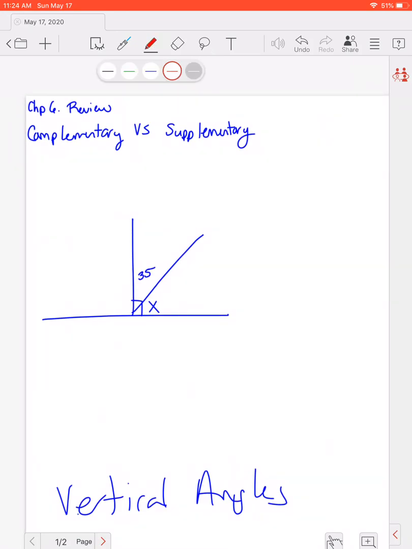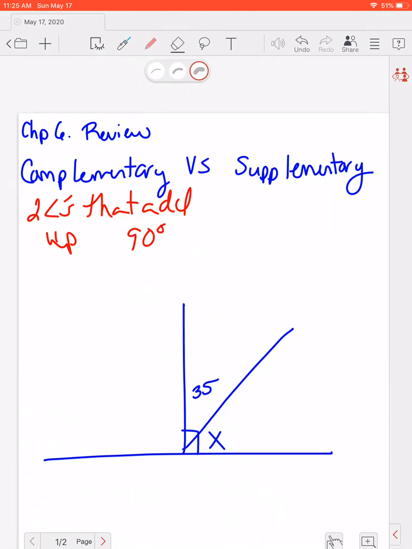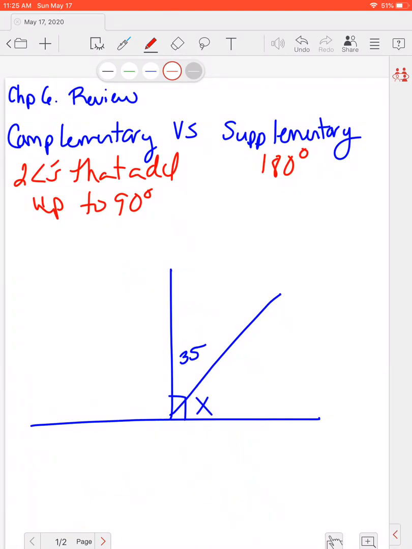So the first types of angles we looked at were complementary and supplementary. Remember, complementary angles are two angles that add up to 90. And supplementary, if you think about that, were two angles that add up to 180 degrees, right? Or a straight line.